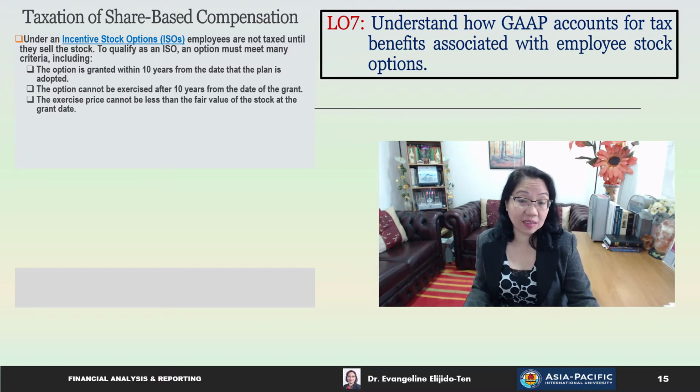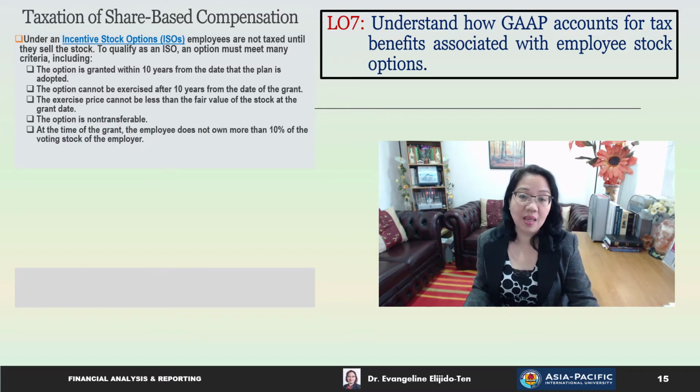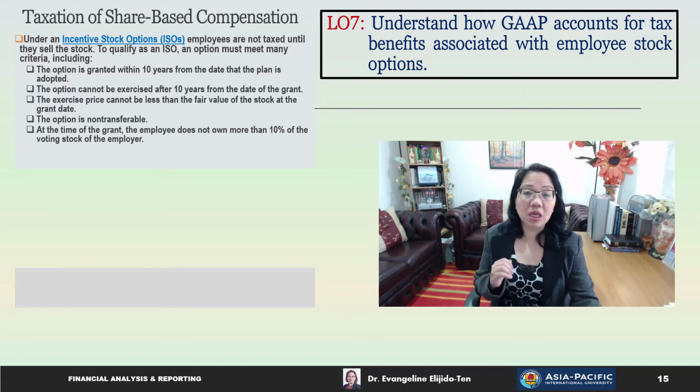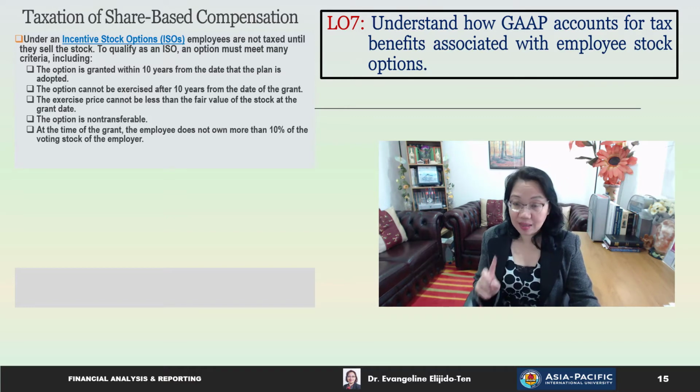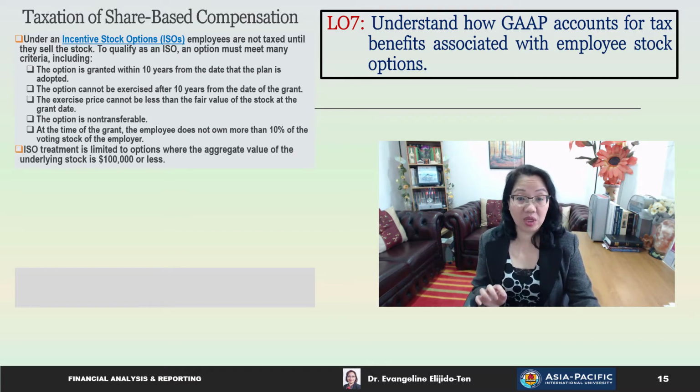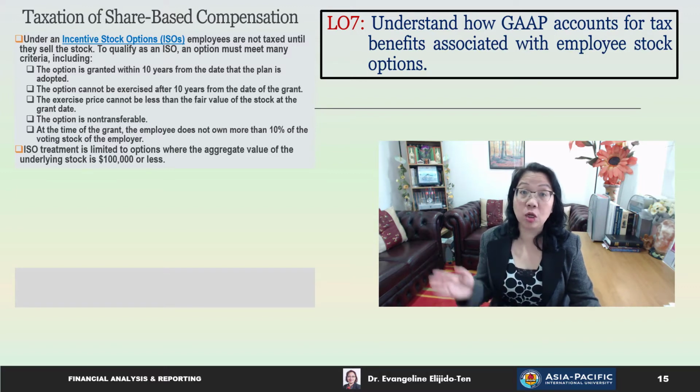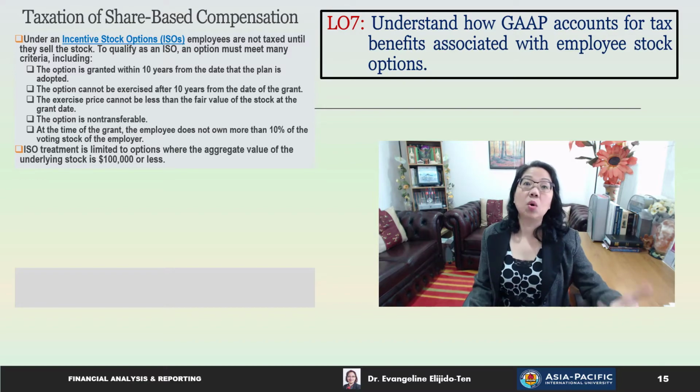Third, the exercise price can't be less than the fair value of the stock at the grant date. The option also must not be transferable. And at the time of the grant, the employee does not own more than 10% of the voting stock of the employer. Now, if all those criteria were met, there's one more thing. ISO treatment is limited to options where the aggregate value of the underlying stock is $100,000 or less. So there is a cap. So how is this applied?